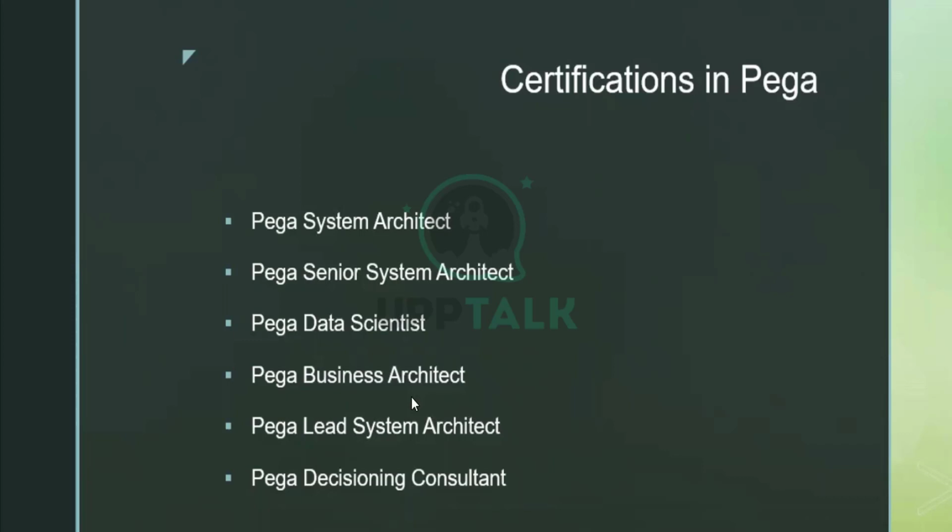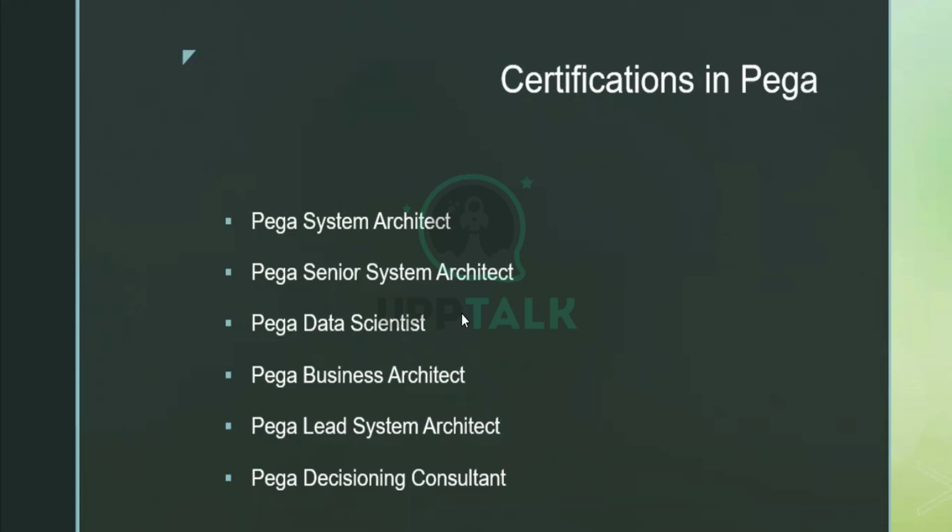So everything will be decided. This is business certification. System Architect, Senior and Lead System Architect, these three are technical. Business Architect is a business-level certification. And Data Scientist and Decisioning are just additional certifications in Pega.